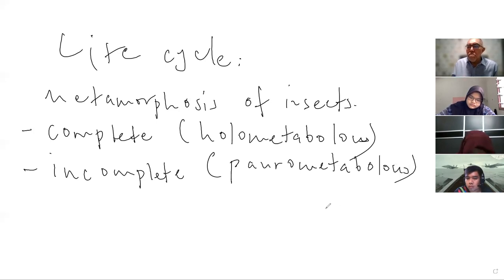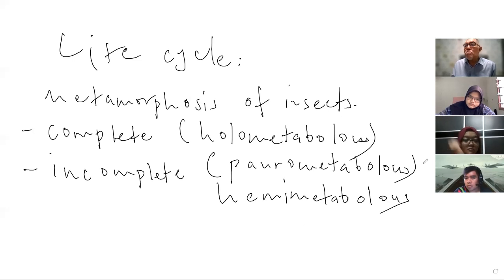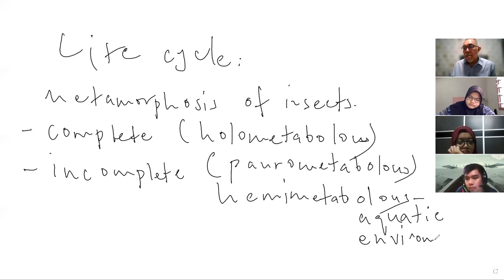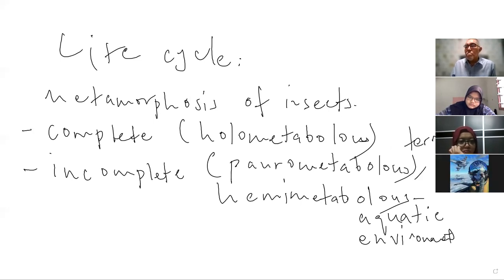Now, one might be confused with the term here because I think you are more familiar with hemimetabolism, right? Hemimetabolism refers to insects that develop in the aquatic environment, in water, whereas paurometabolism refers to terrestrial development, development on the ground. Okay, so when I say aquatic, it means fresh water.